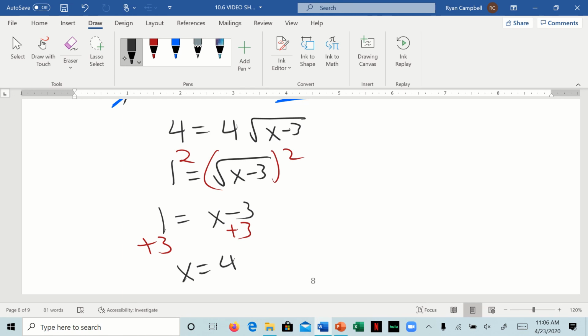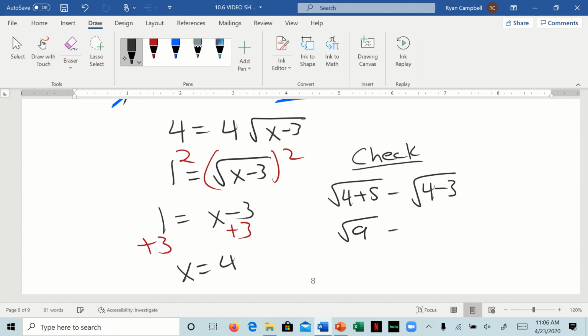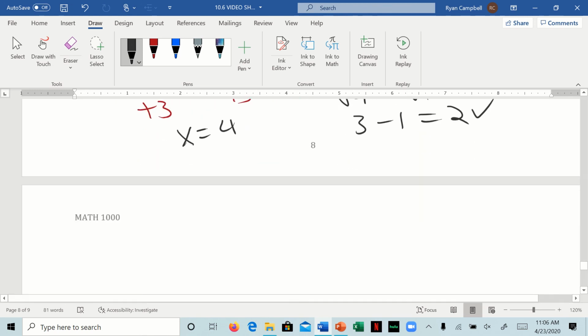All right. So when we check ourselves, let's plug 4 in for x. So we get the square root of 4 plus 5 minus the square root of 4 minus 3. 4 plus 5 is 9. 4 minus 3 is 1. Square root of 9 is 3. Square root of 1 is 1. So 3 minus 1 is 2, which is exactly what we wanted. So we see that the solution set is just 4.